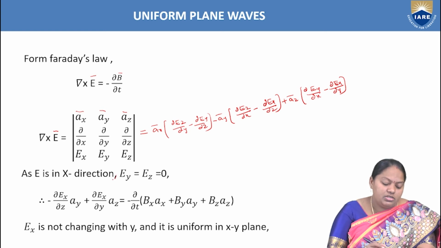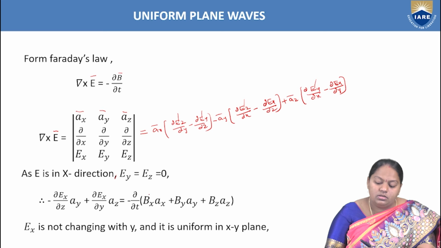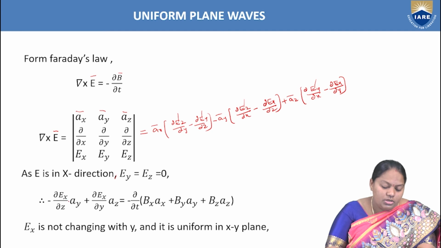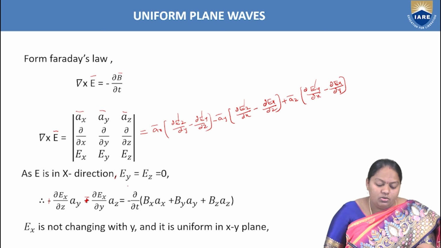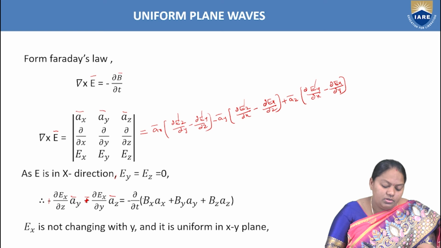As E is in x direction, Ey and Ez are equal to 0. So all the Ez terms and Ey terms tend to zero, and the rest of the equation is to be minus dou E. So minus of minus becomes plus dou Ex by dou z into Ay, plus, this is negative, minus dou Ex by dou y into Az, which is to be left out.